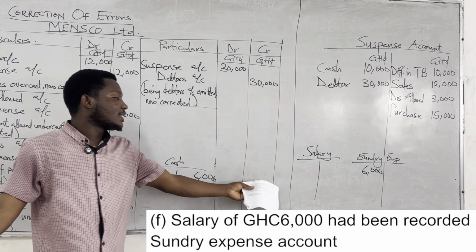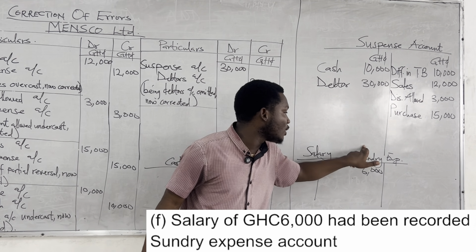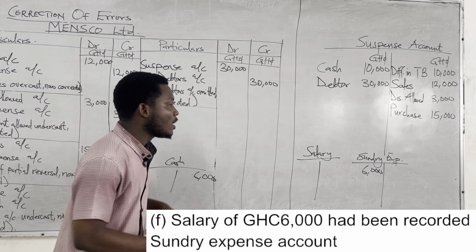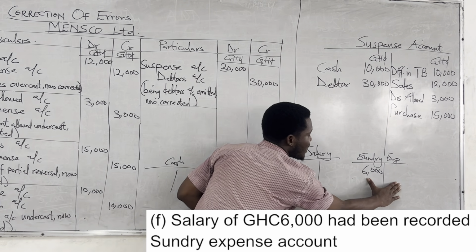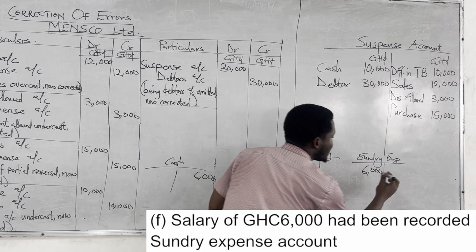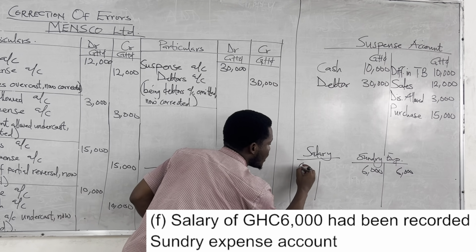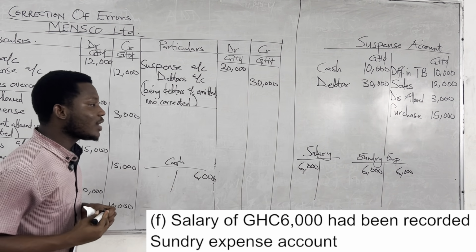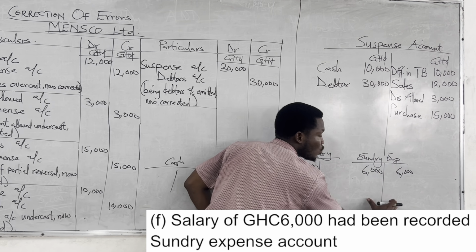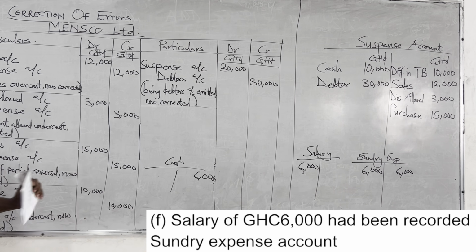So right now we have to correct this error. Error of principle. We are supposed to record it here, and right now we have ended up recording it here. Though the transaction is the same, the account is wrong. So what we have to do is cancel this account and then record it here. So you have to credit sundry expenses by the 6,000, and then debit the salary account by the 6,000, so that sundry expenses will have zero balance, and the salary account will have its 6,000. So that's the meaning.